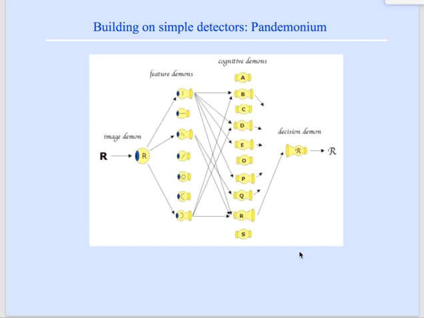looking for a different feature. So the top feature is looking for a vertical line, the next feature daemon is looking for a horizontal line. Then you have lines at angles, circles, semicircles, etc.